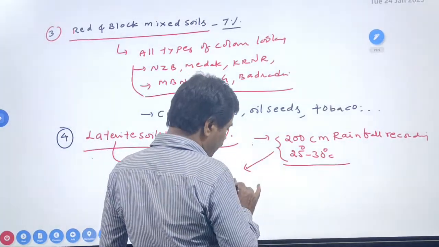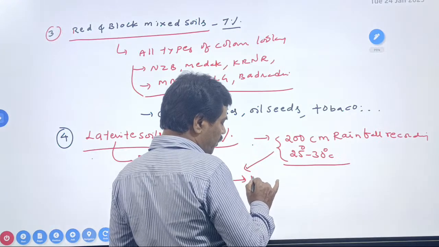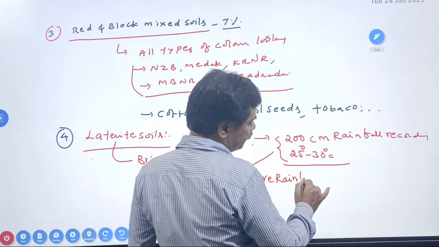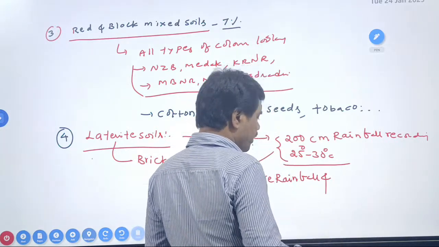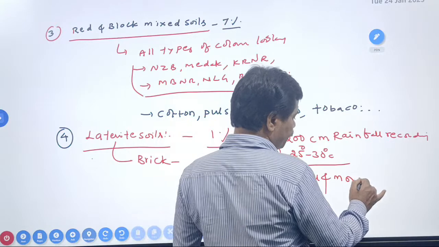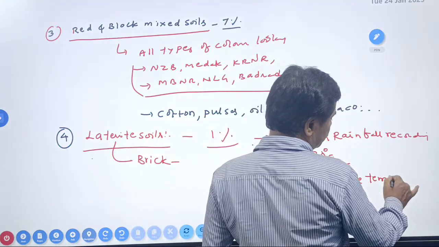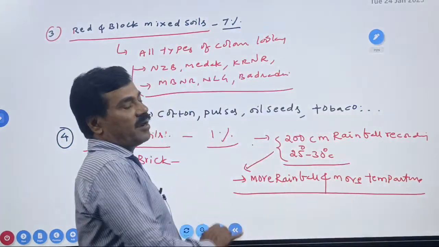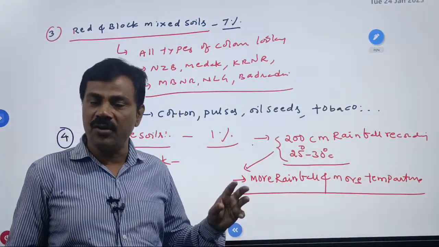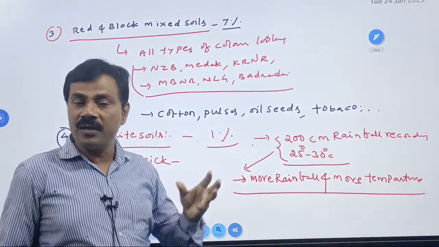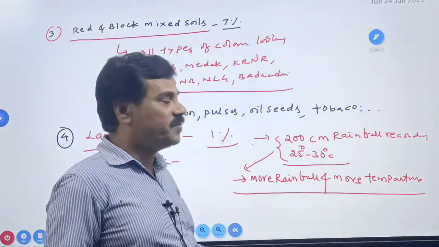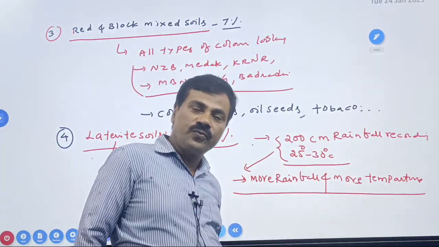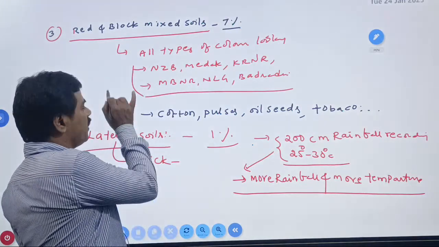So this soil's region receives more rainfall, and also requires more temperature. These both are very, very essential to form that laterite soil.